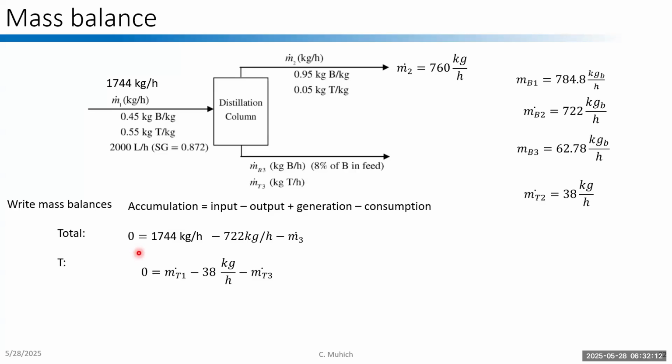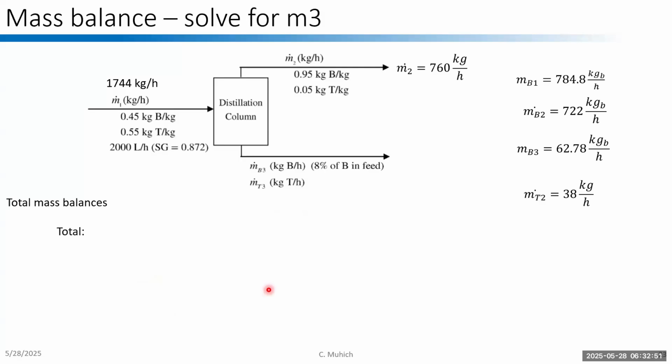We can go back to our mass balances and start plugging in the information. If I look at my total mass balance, I know that 0 is what's coming in, so that's that 1700 minus what's coming out, that's that 722 minus M3. Hey, one equation, one unknown. I'm ready to solve that one. I can look at my T species. I have 0 equals mass flow rate of T1 minus mass flow in M2 minus M3. I have one equation, two unknowns, so I'm not quite ready to solve that one yet. So let's solve for M3 first.